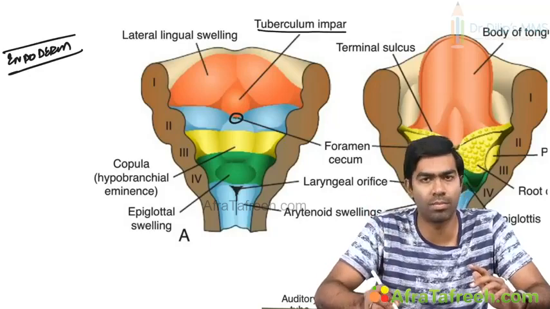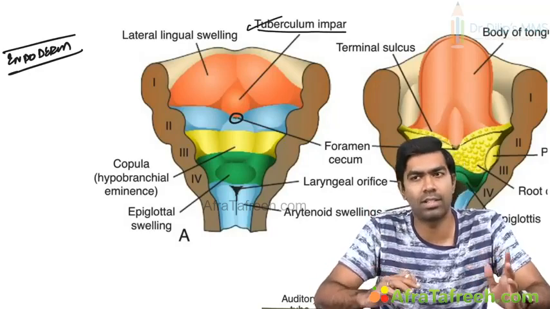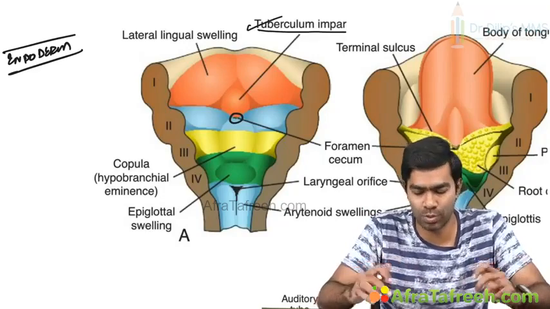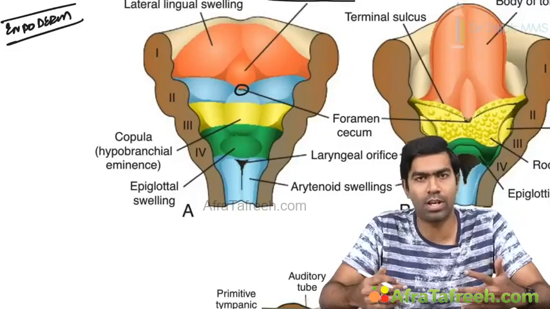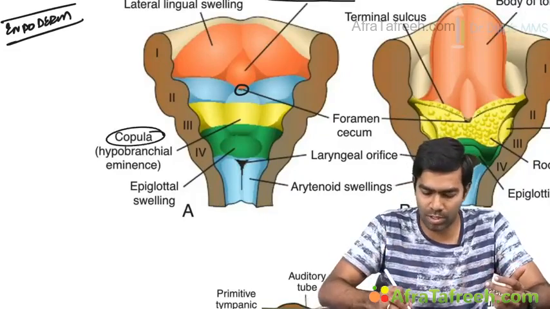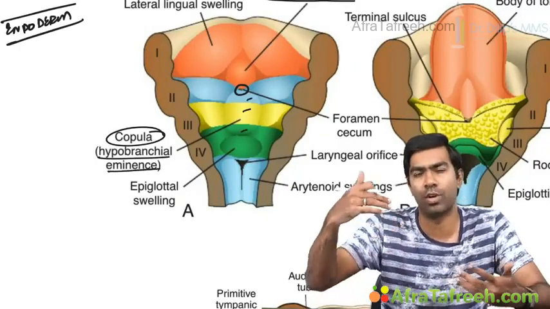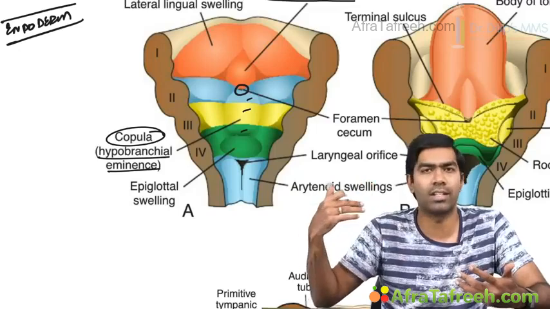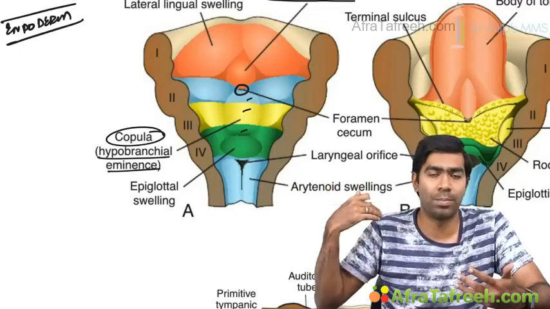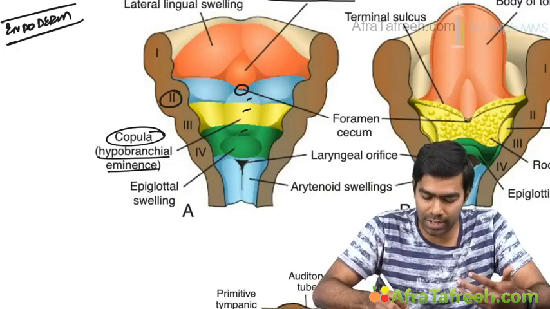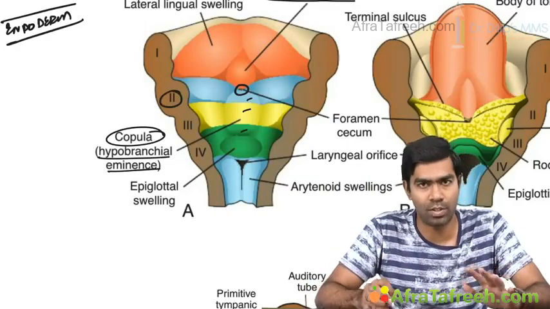One, the tuberculum impar, that is originating from the first arch usually. And you have a copula. The copula has multiple parts. This is the copula, this is the hypobranchial eminence. So copula means all these are called copula, which is going to be formed by the second, third, as well as fourth pharyngeal arch. But the copula of the second pharyngeal arch, this blue colored one, that's what you're going to talk about.